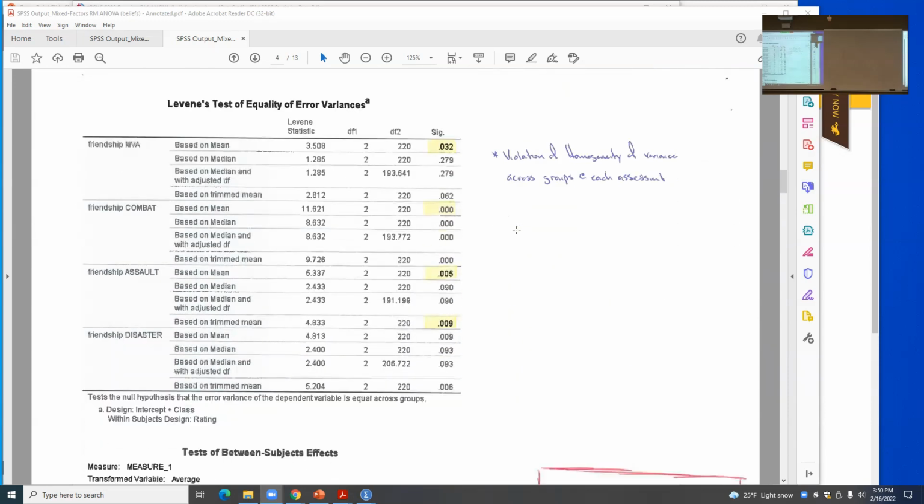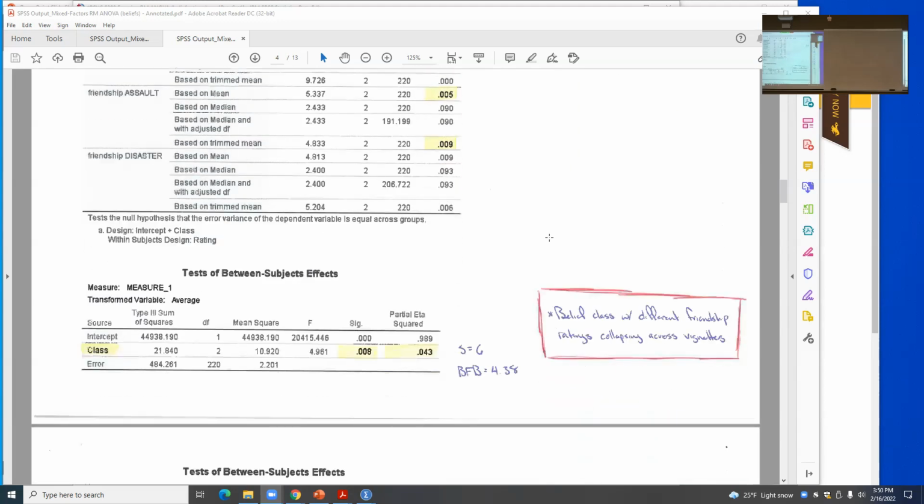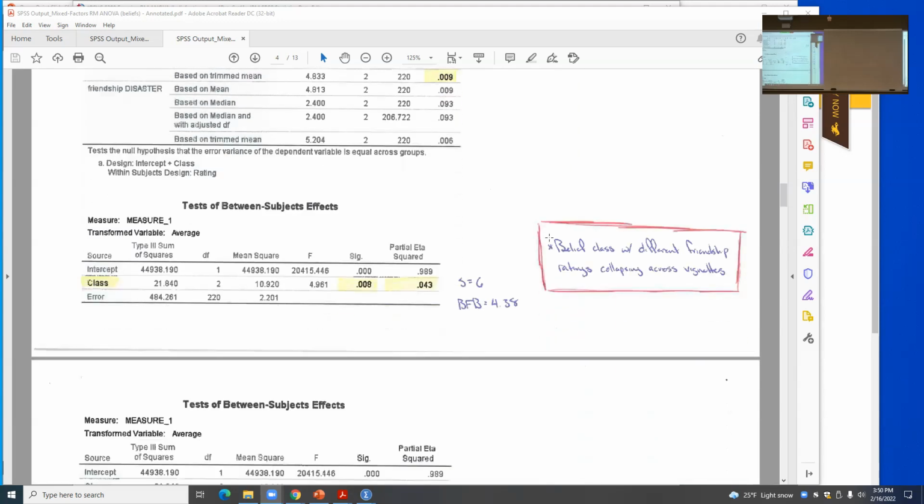If I drop down to look at my Levene's test, here I'm seeing pretty clear evidence of violations across most of these, right? So the variability I'm seeing within class differs across each one of these groups, and also for all vignettes. So I've got pretty clear evidence for violations of homogeneity, which we had talked about. But then we've got this test of between subjects effects. What does this mean?